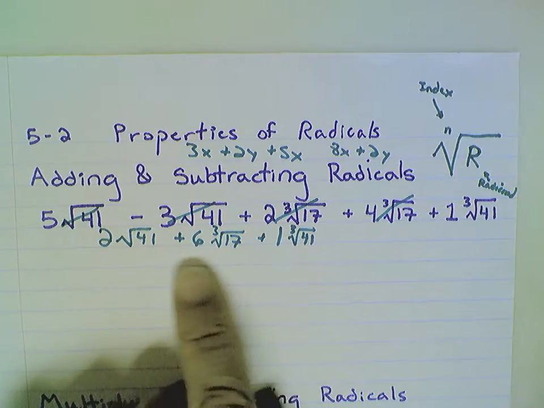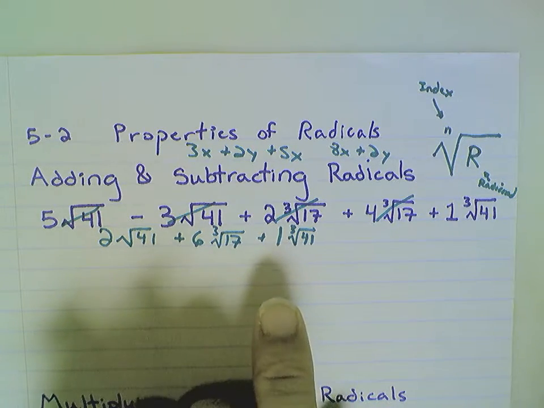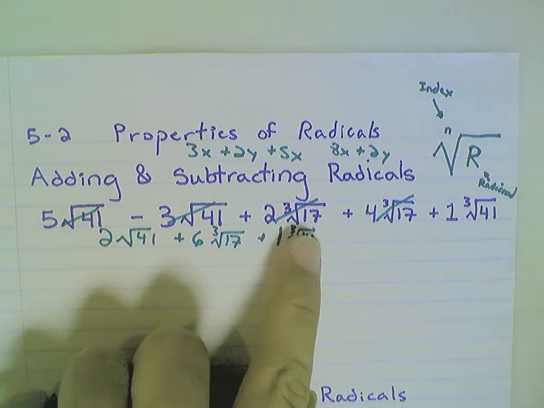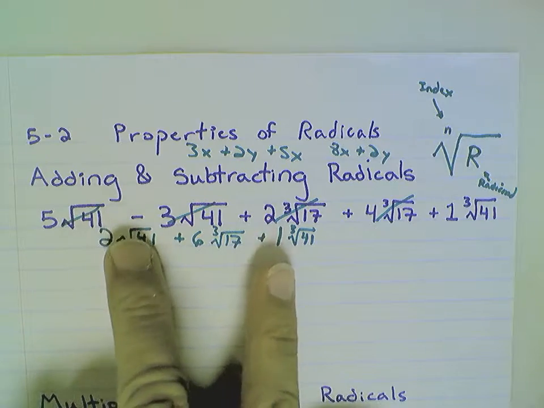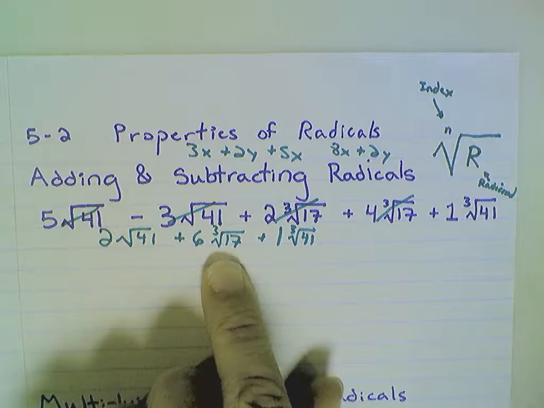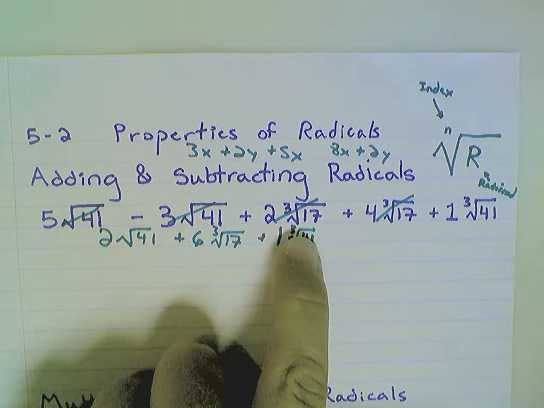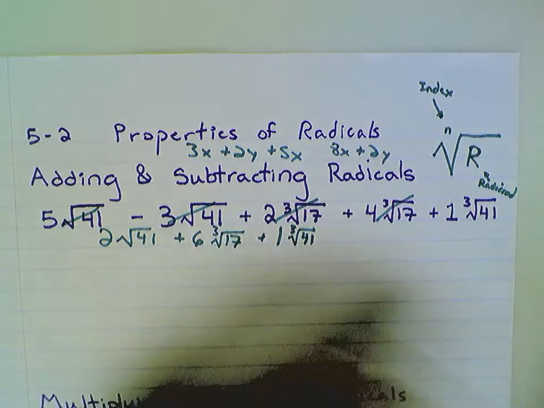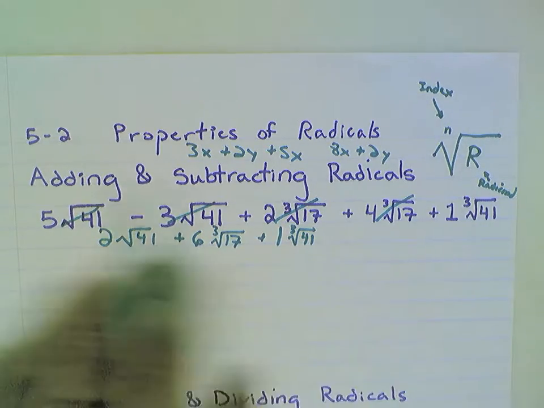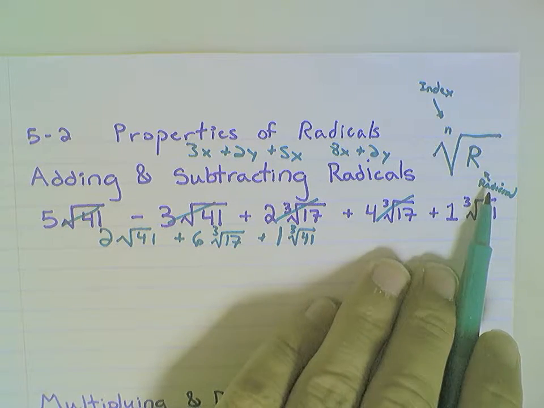Notice that none of these terms have both the same index and the same radicand. The first one has a radicand of 41 and the last one has a radicand of 41. But notice that the indexes don't match up, so we can't combine them. If I look at the second one and the last one, they have the same index but different radicand, so we can't add or subtract them because they're not the same. So remember, to add and subtract radicals, both the index and the radicand must be the same.